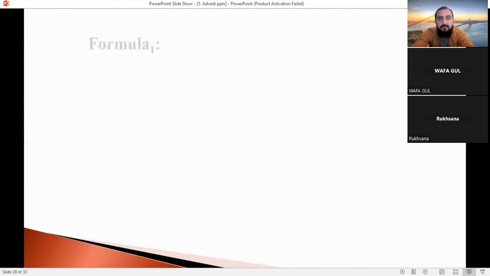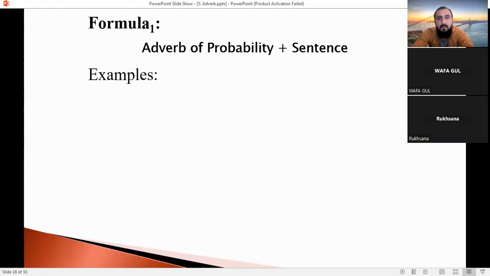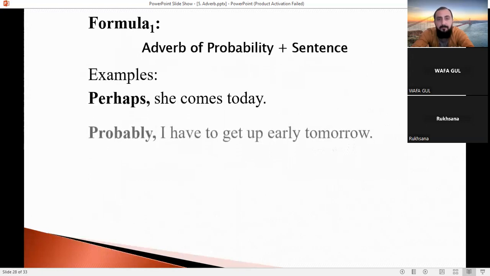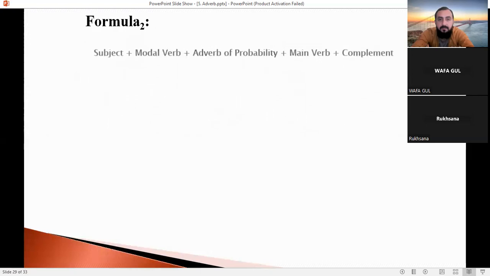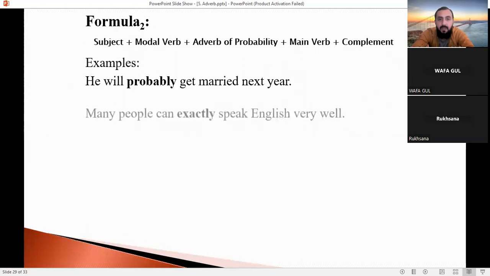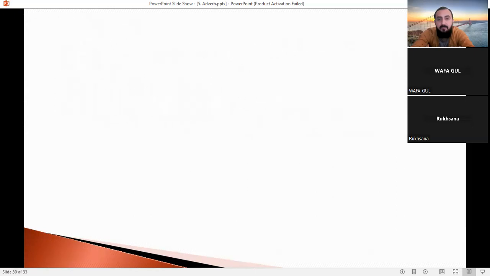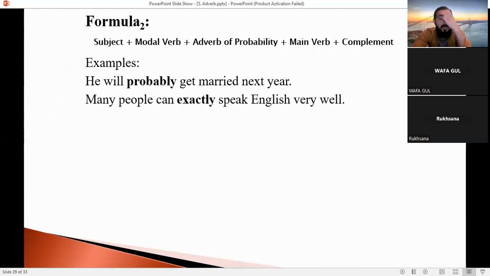Okay, you read it, Miss Wafa. Adverb of probability plus sentence. For example, perhaps she comes today. Probably I have to get up early tomorrow. So adverbs of certainty or negation can be used either at the beginning or in the middle of the sentences, right? Next. So they are used in the middle as well, and this is the structure for using it in the middle.